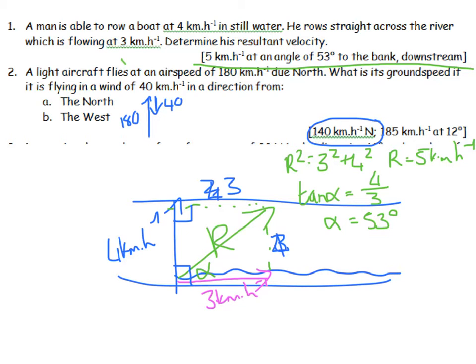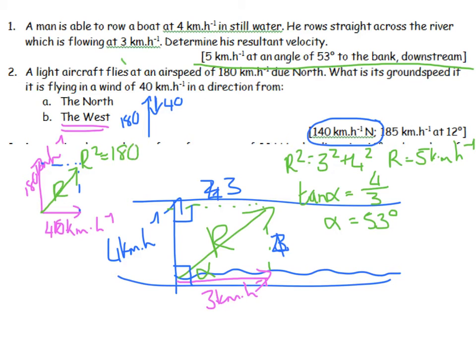What about if the wind is from the west? So I've got 180 kilometers per hour that the plane is flying north, but the wind is from the west, meaning it is to the east. So that is 40 kilometers per hour. I now complete the parallelogram and I draw in a resultant. My resultant squared is equal to 180 squared plus 40 squared, and it turns out it's 185 kilometers per hour.